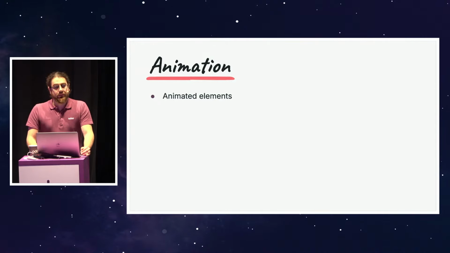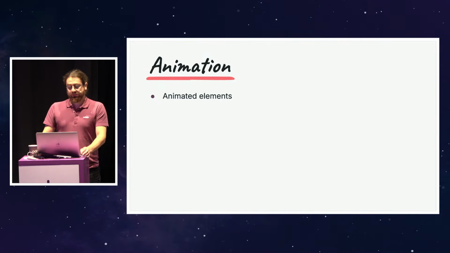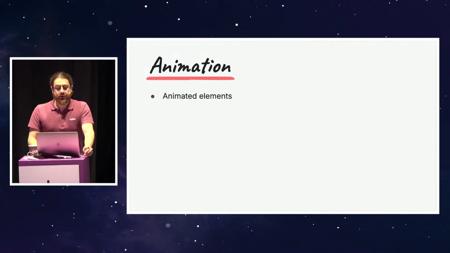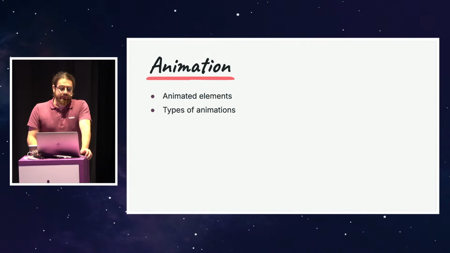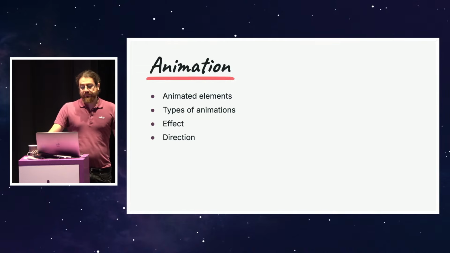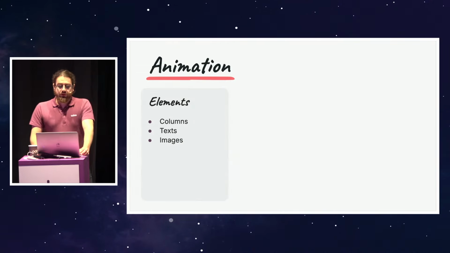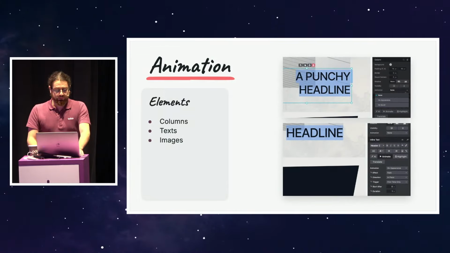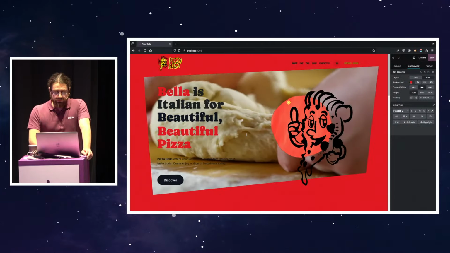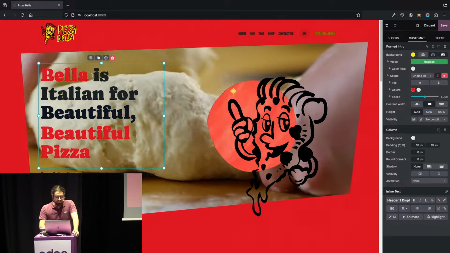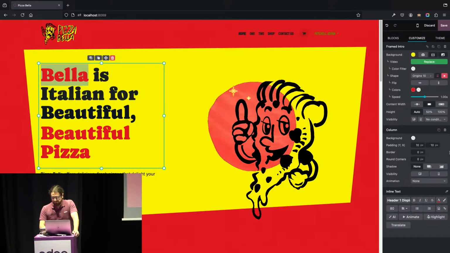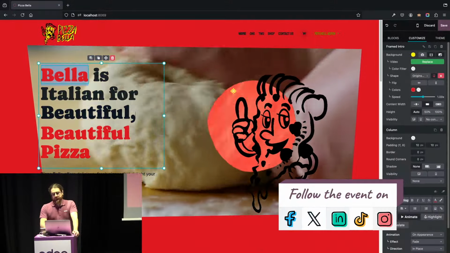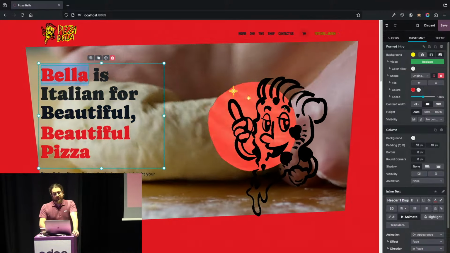So we have the animation topic. It could be very complex, but by now I have identified another 4 elements that I would like to talk about, which are animated elements, types of animations, animation effects, and animation direction. So we will see that we have animation only for columns, text, and images. Let's have a look here. For instance, if I select this text here, this Bella text, then I will see this icon here, animate. If I click here, now this element can be animated.